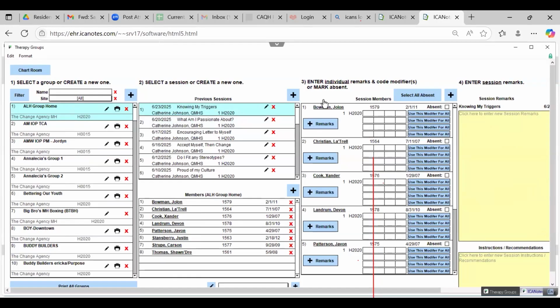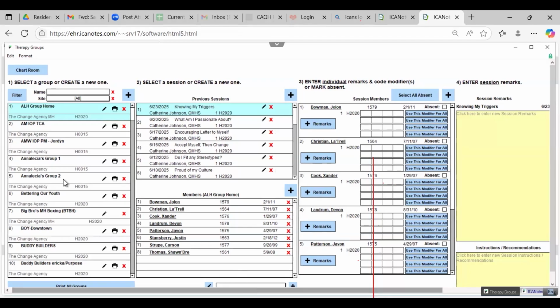Okay, so as you all see now, did you see that the boxes turn blue? When the boxes are blue, that means that our remarks are not complete. Okay. So you see also my group came up over here in this box. All right.